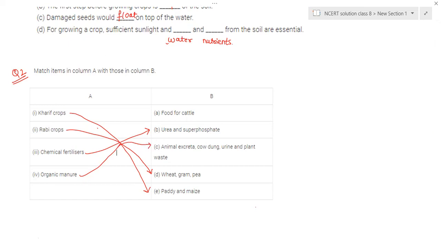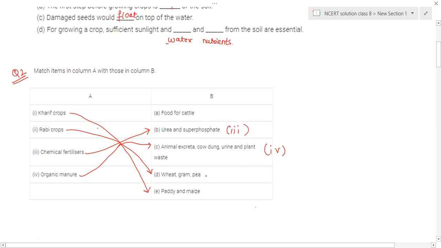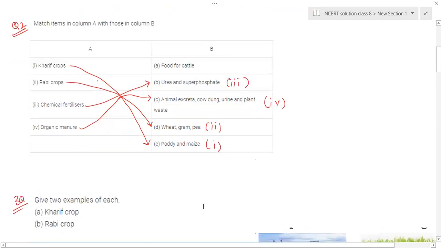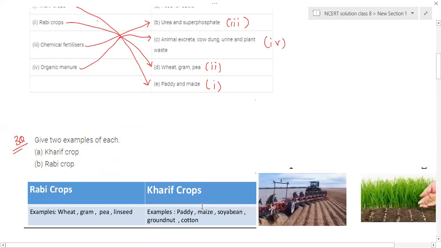Right, children? So you can otherwise name it as well. Organic manure 4 comes here. In school, you should obviously number it. I was just doing it for ease of your understanding, right? Urea and all are chemical fertilizers. Wheat is a rabi crop, and paddy is the kharif crop. Okay? So now this was easy.